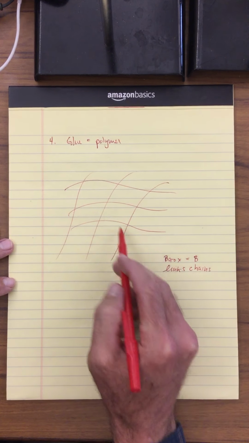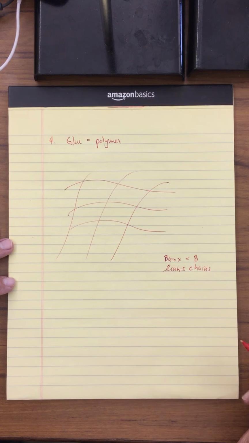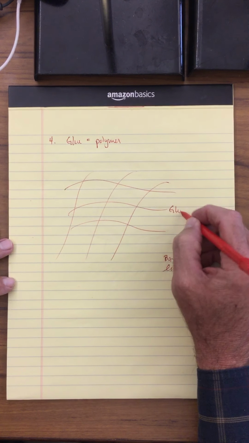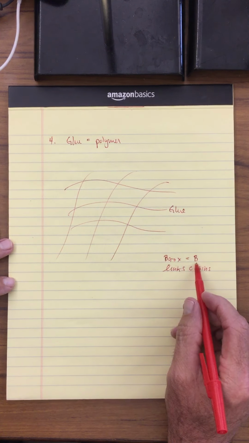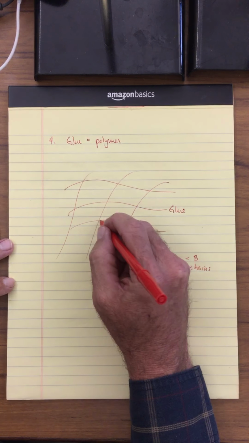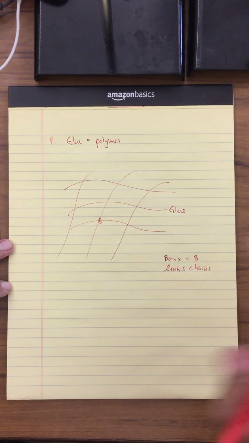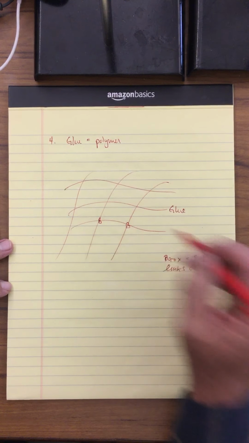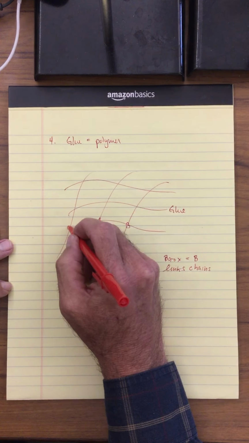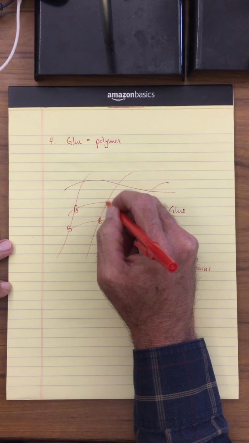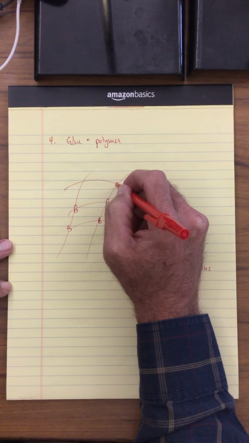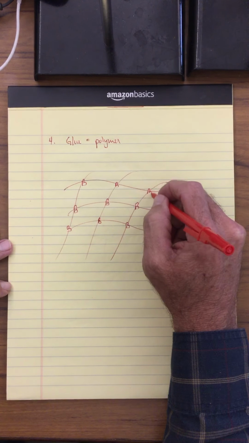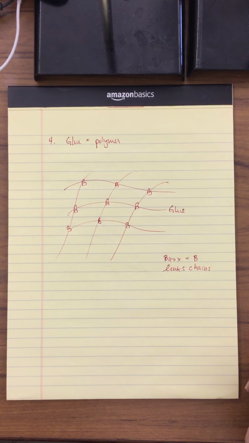So you have your long chains, these are the polymers, this is the glue. So again, here are the glue chains, and you have these borax molecules which are going to link the chains together. So the borax, when it's mixed in with the glue, is going to tie those glue chains together. And where these crisscross, it's going to link those chains together.